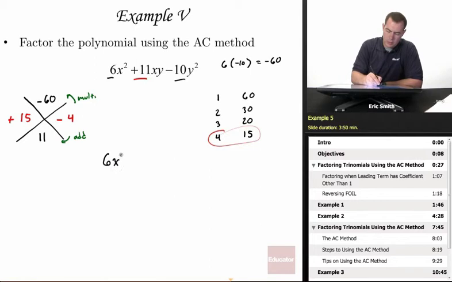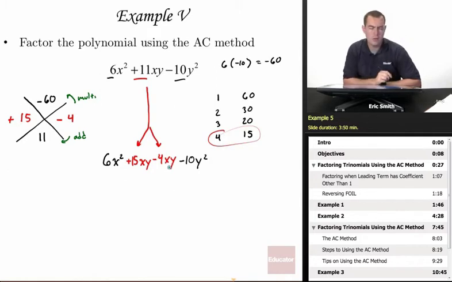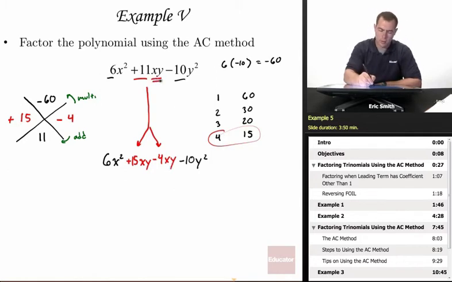Now we'll write down our polynomial and split up that middle term into two new terms. So we'll use 15xy and minus 4xy. Notice how we're using that xy here because those are what is on the middle term. All right, now on to that factor by grouping process.